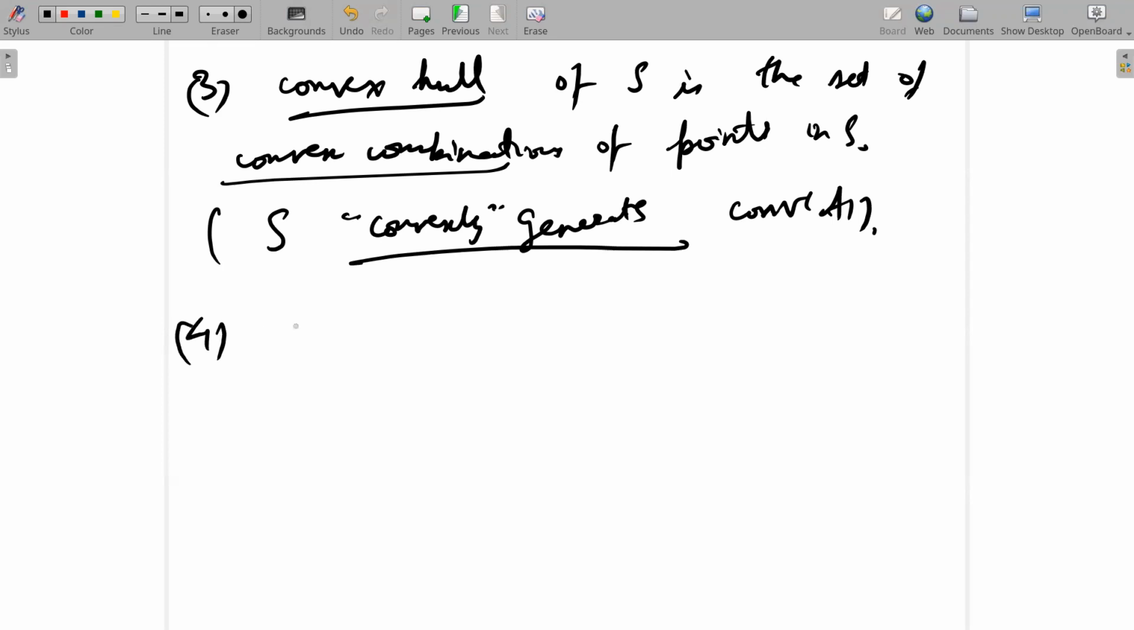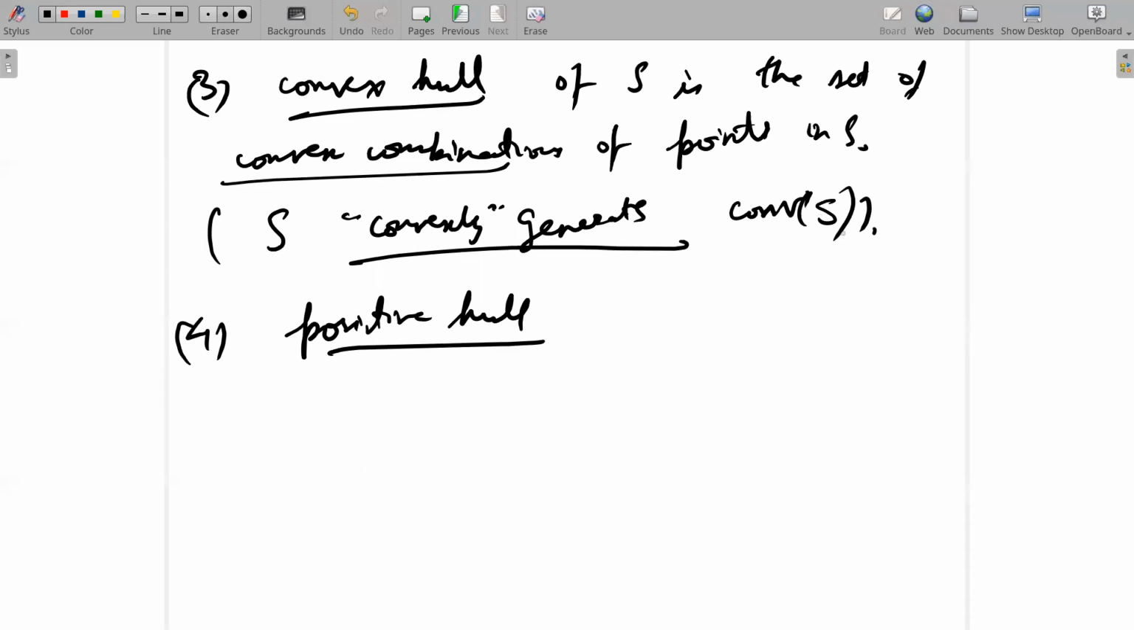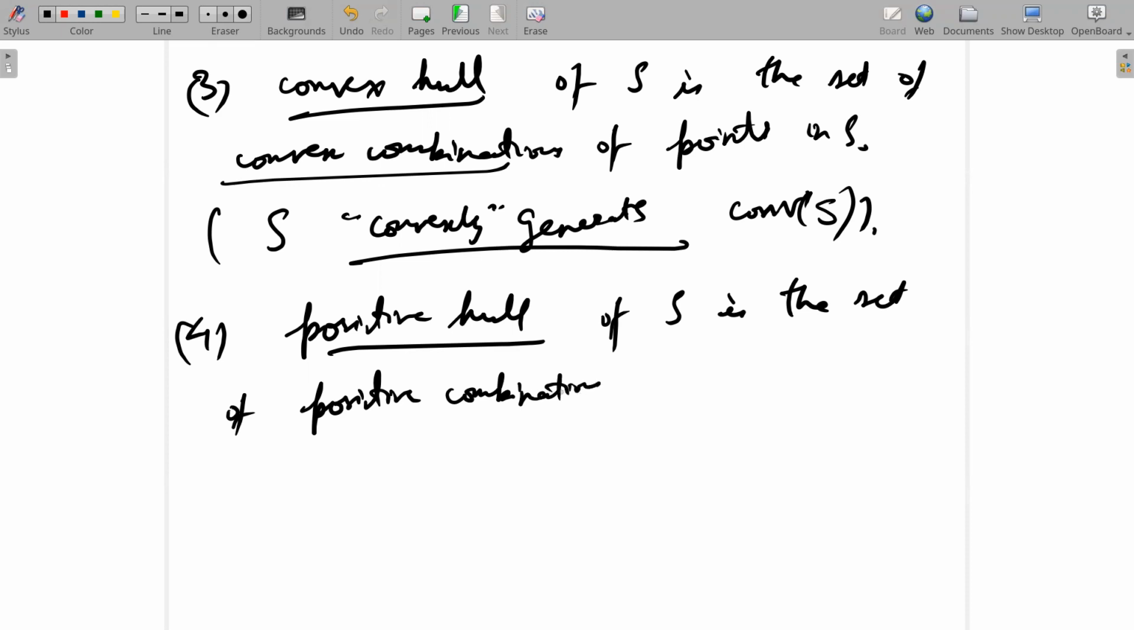And 4, the positive hull, which we'll call pos S. By the way, it's not A, this is S. Did I write A here? No. Okay. Now the positive hull of S, again, is the set of positive combinations of points in S. So we have a recipe to combine things, and we want to know the elementary, or atomic, elements which will combine to form more complex things. So S positively generates pos S.